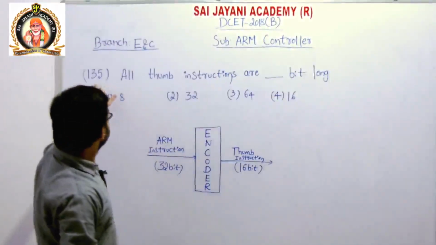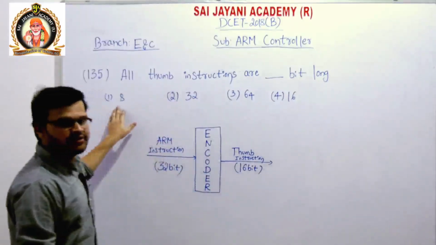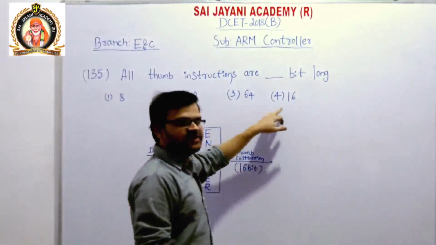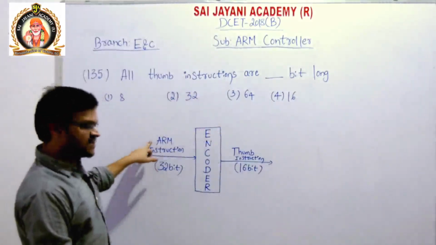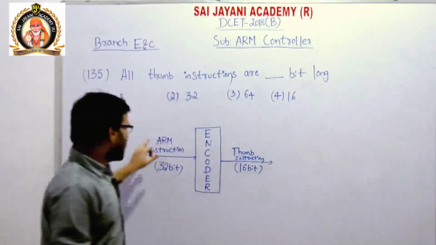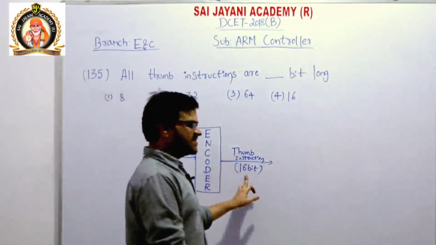Question number 135: All thumb instructions are dash bits long. The options are given below: 8, 32, 64 and 16. The ARM controller has two instruction sets, that is, ARM instructions and thumb instructions. ARM instructions are 32 bits long and thumb instructions are 16 bits long.